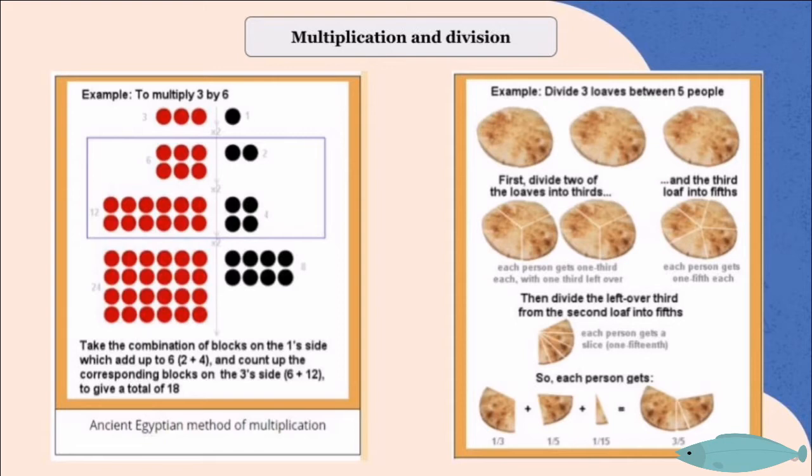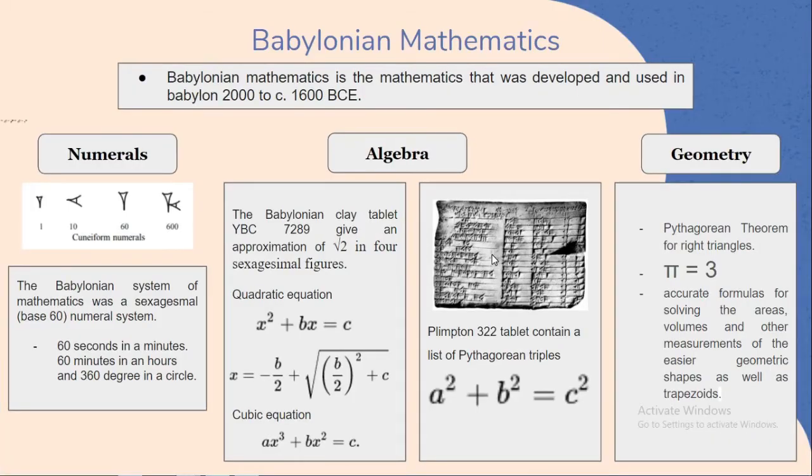The next picture shows an example of how division is being carried out. To divide 3 loaves between 5 people, first they divide 2 of the loaves into thirds and the third loaf into fifths. Then they divide the leftover third from the second loaf into fifths. So each person gets 3 over 5 loaves.